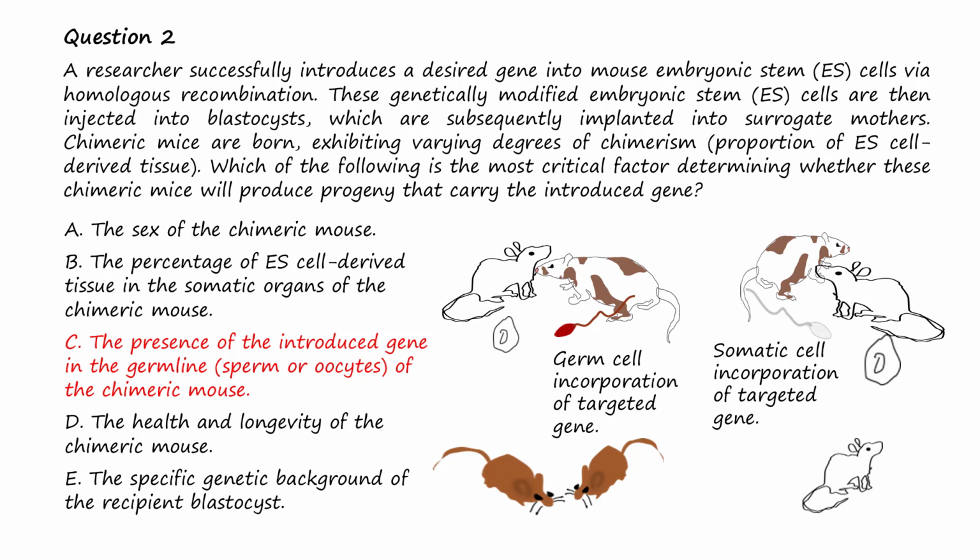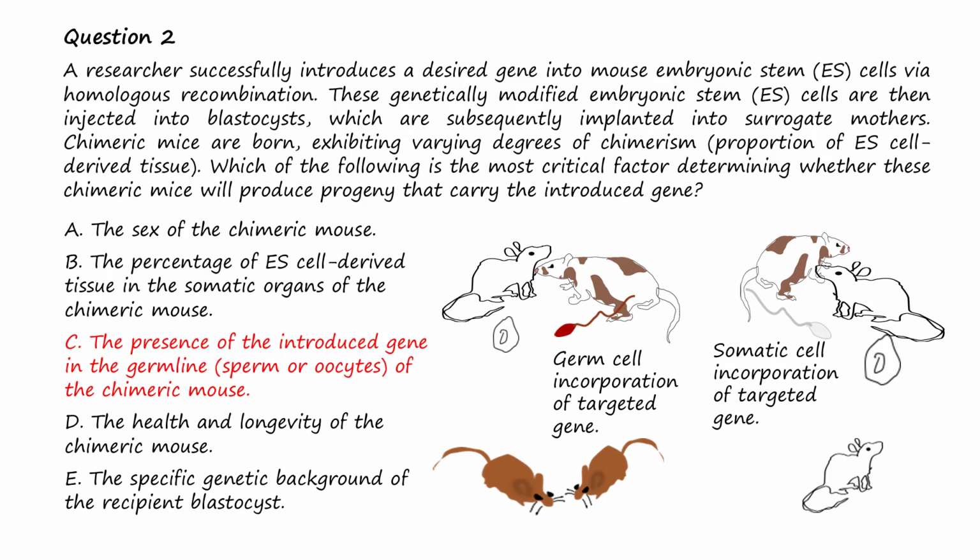Both male and female chimeras can transmit the gene if their germline is chimeric. B is incorrect. While a higher degree of chimerism in somatic tissues often correlates with germline chimerism, it's not a direct guarantee. A mouse can have significant somatic chimerism but lack ES cell contribution to the germline. D is incorrect. While essential for breeding, a healthy and long-lived mouse will not transmit the gene if its germline is not derived from the modified ES cells.